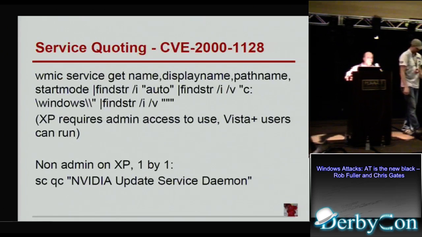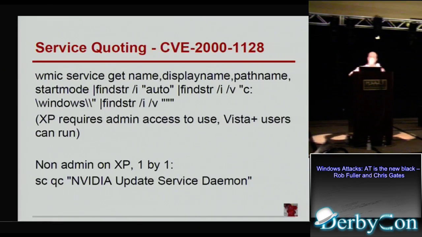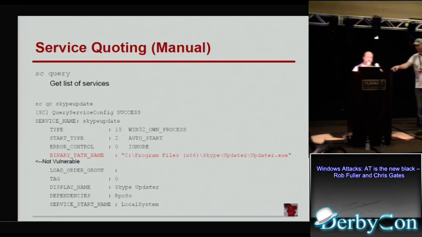So another old issue, service quoting, but you still run into it all the time. This fancy string up there requires admin access on XP to run, and for Vista plus, any user can run it. What it does is show you the service names that are not quoted. Oh, I can push the button, that's right. An example of one that is correct is Skype. The C:\Program Files (x86)\Skype updater path is in quotes. Because there's a space in Program Files (x86), Windows will correctly parse that, and I can't shove anything extra in there.